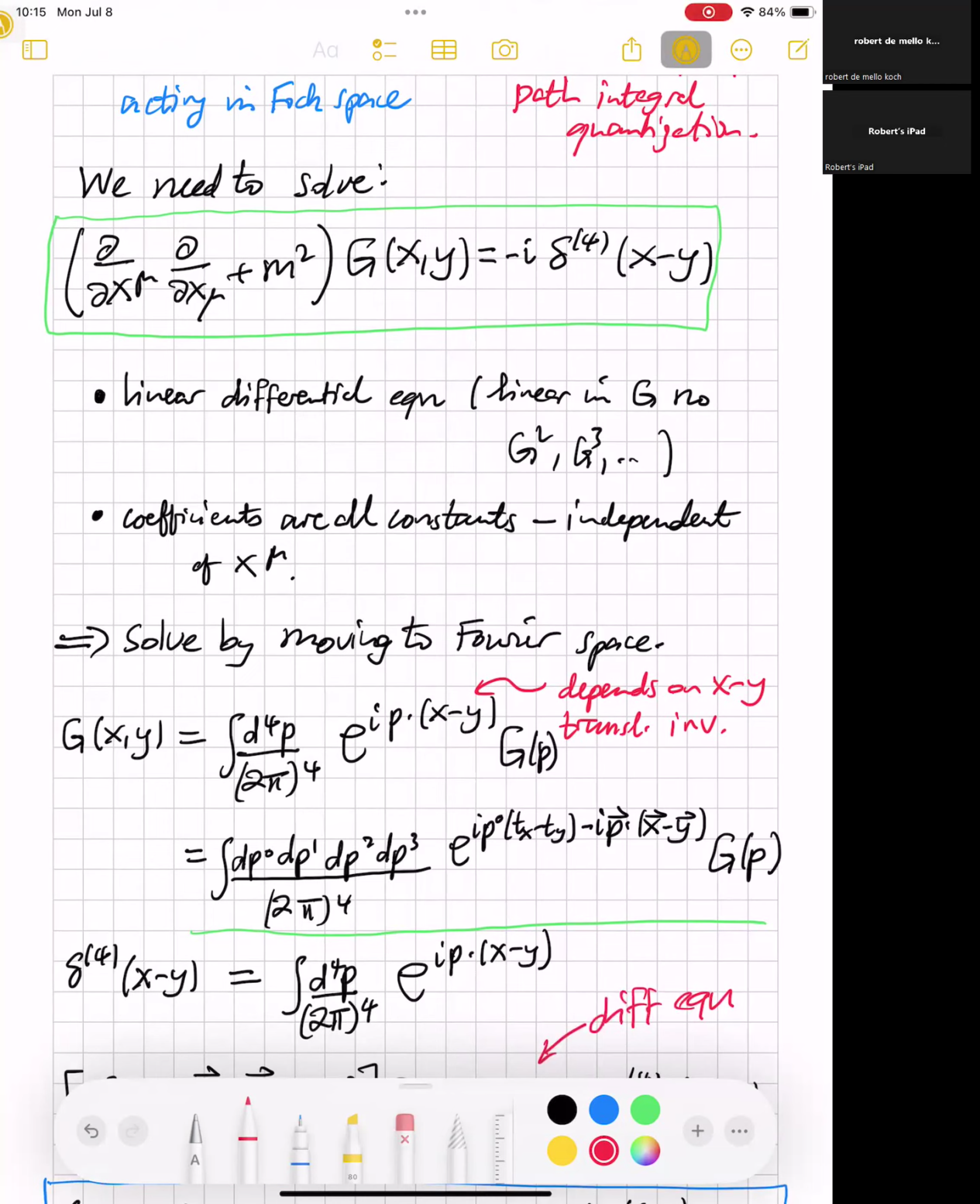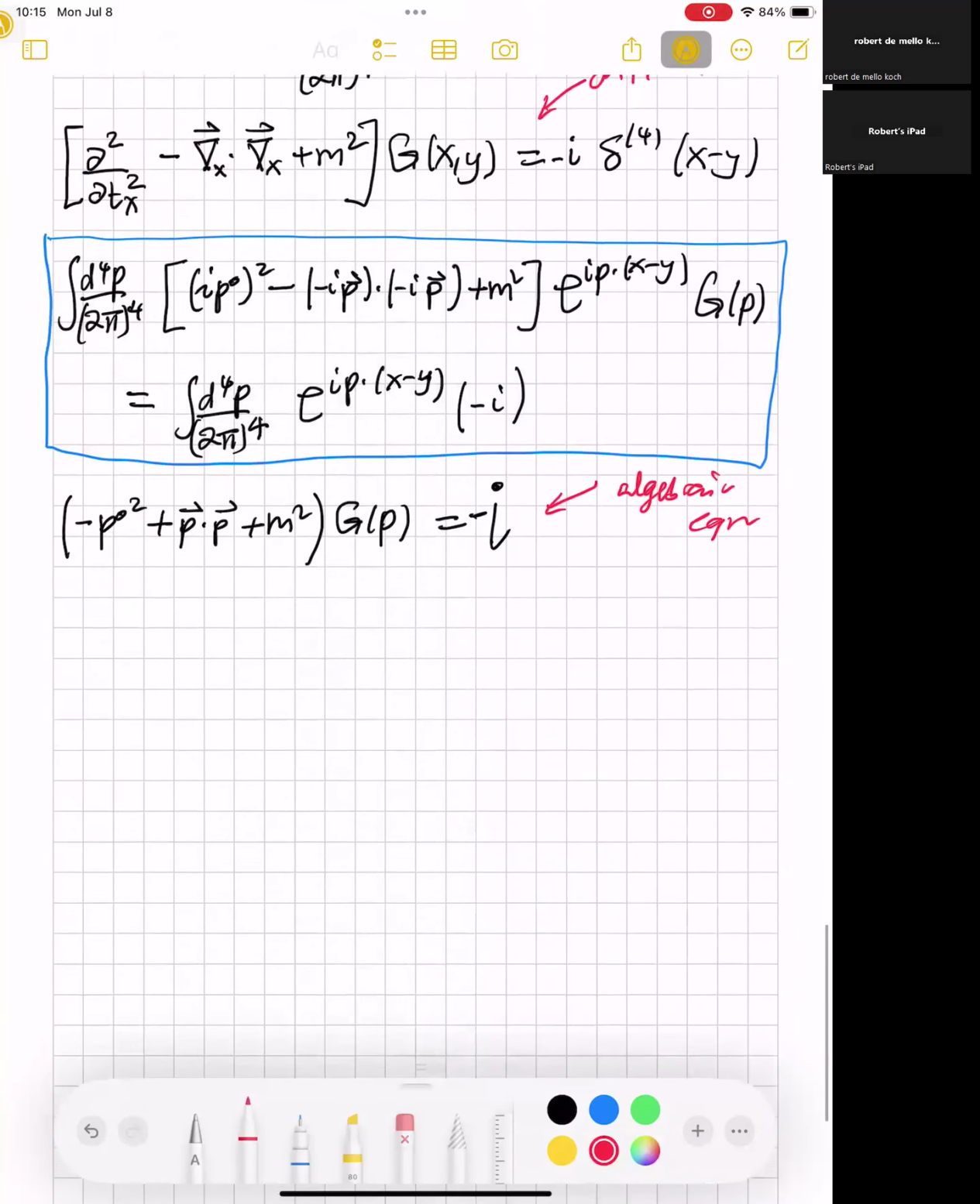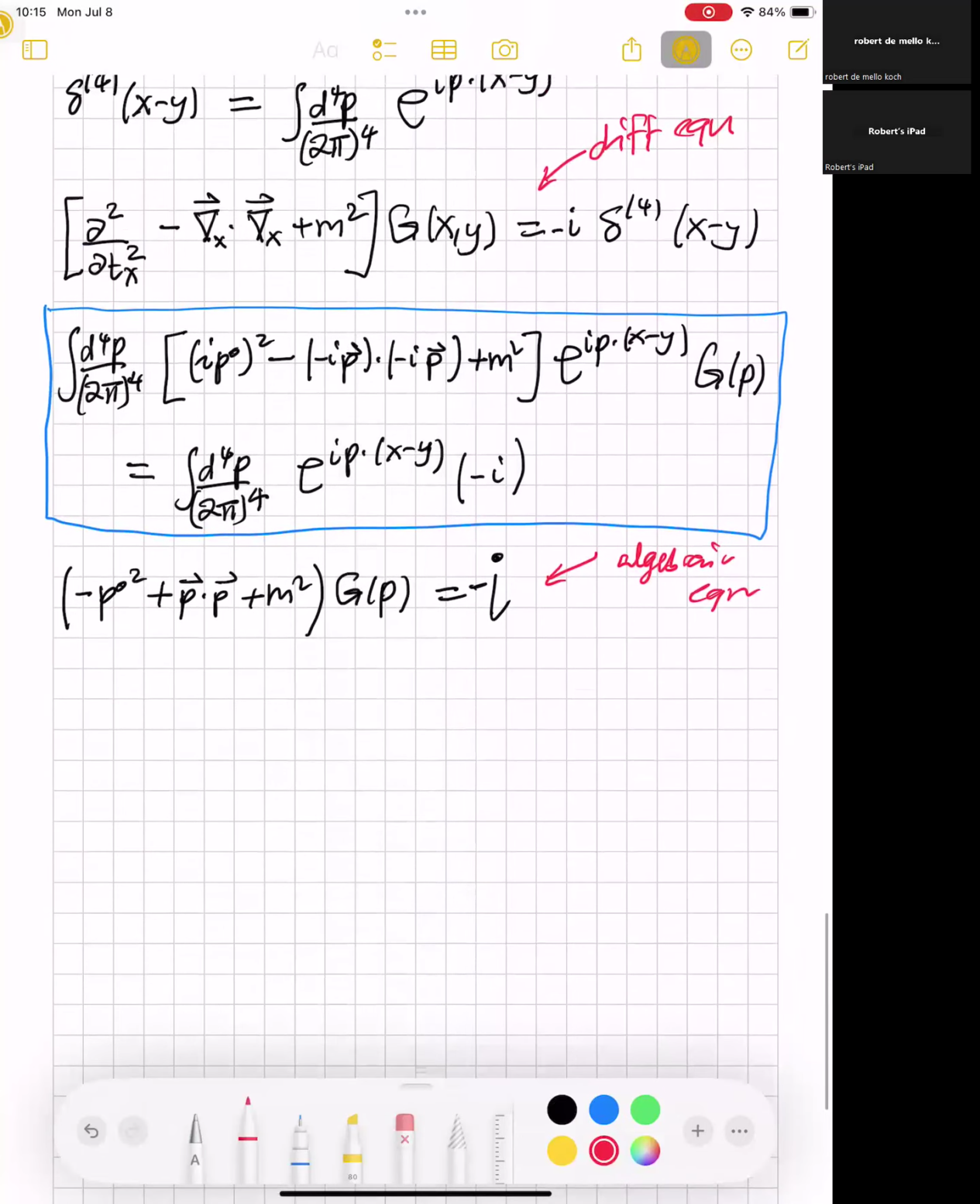By the way, if we had terms like g squared and g cubed, the trouble with those terms is that the Fourier transform of g squared, for example, is a convolution of g of p with itself in momentum space. So when you Fourier transform powers of g, you get non-local integrals in Fourier space. So that's why we had to have just g appearing and no g squared or anything like that.